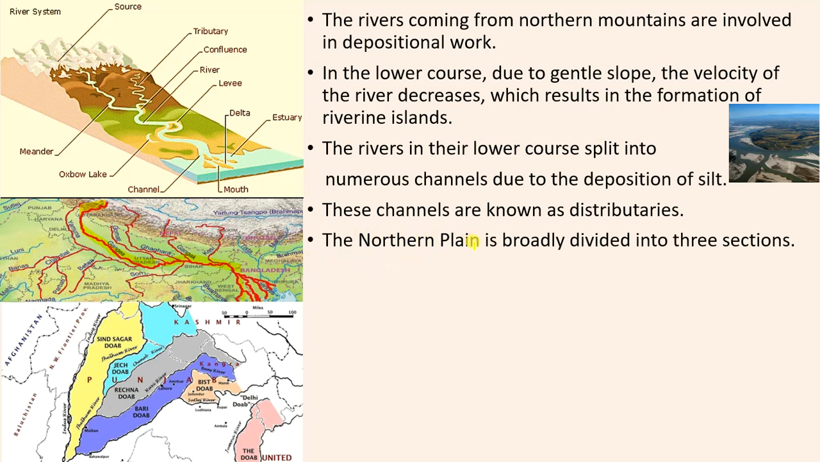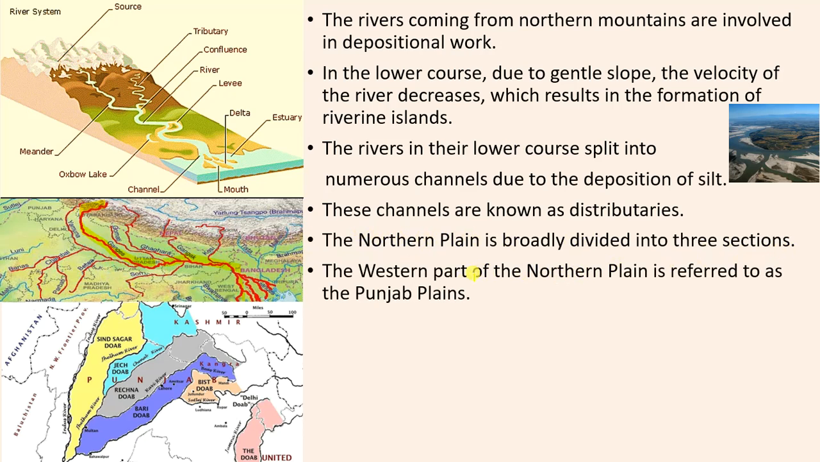The northern plain is broadly divided into three sections. The western part of the northern plain is referred to as the Punjab plains. Actually, three types of plains are there in this northern plain: the Punjab plain, the Ganga plain, and the Brahmaputra plain.